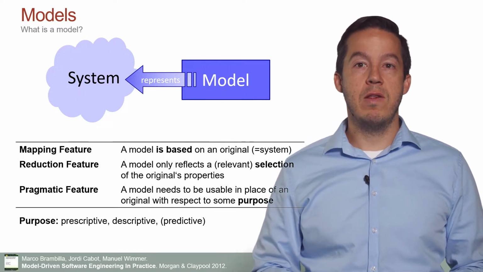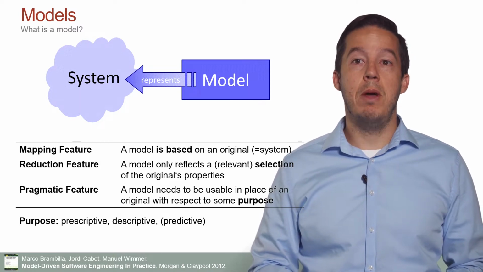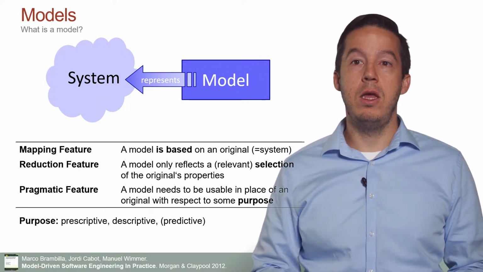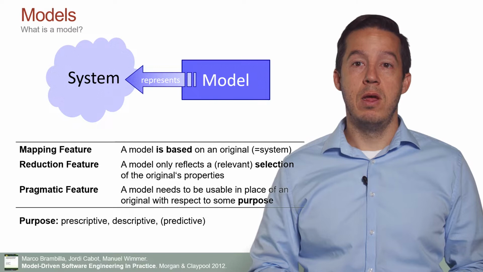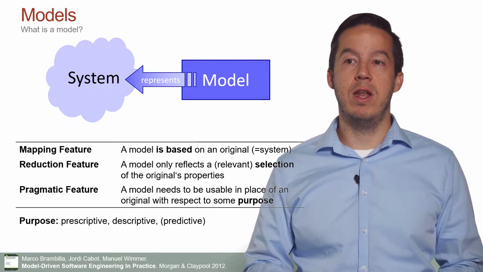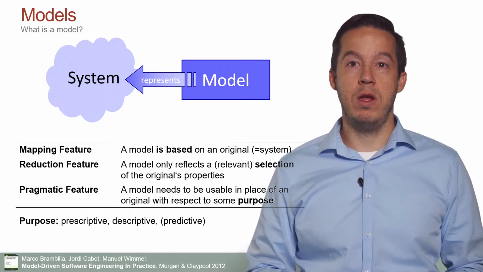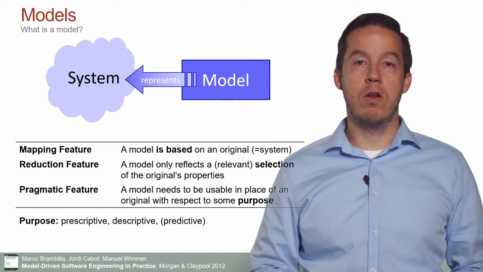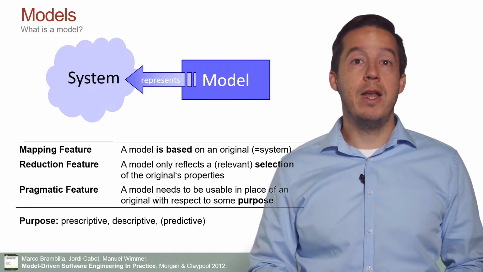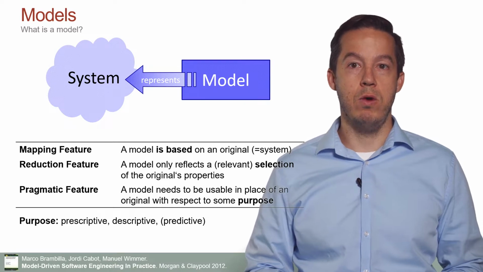And the model always has three qualities that make it a model. The first quality is a mapping feature. So a model is based on an original, i.e. the system that it represents. A model always has a reduction feature. So a model only reflects the relevant selection or the relevant parts of the system that we are observing, thereby reducing the complexity. Once the model would represent all of the aspects of the system, it would be identical to the real system, and then it would lose its quality of reducing the complexity, right?